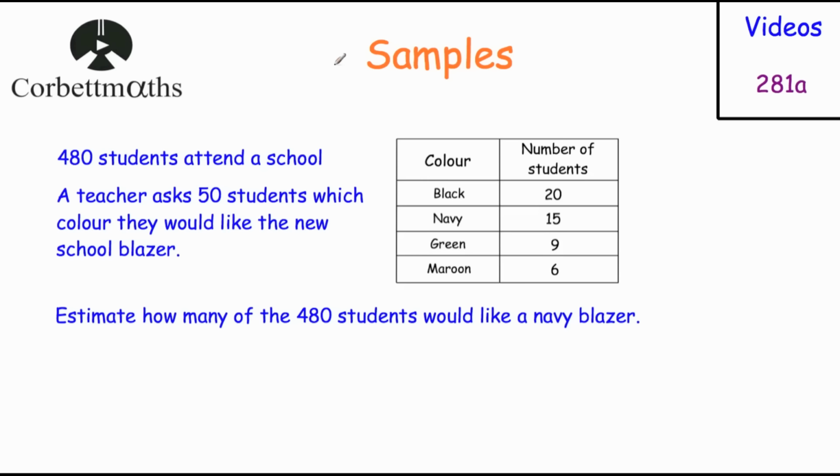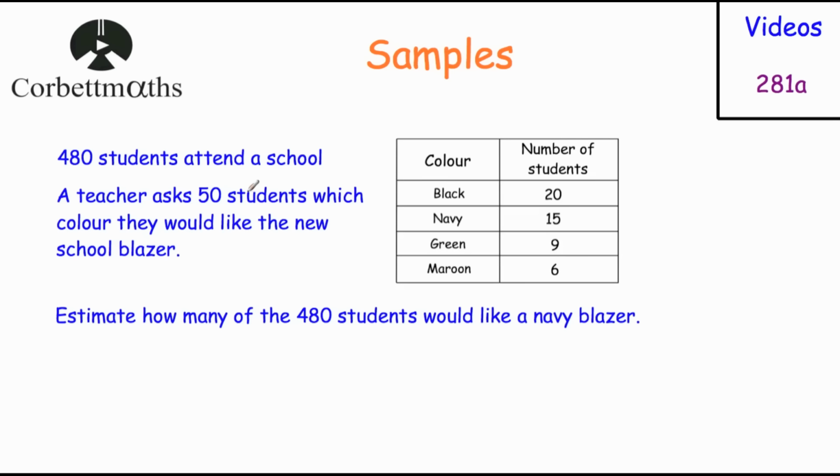Okay, and our last topic is called samples, and that's video 281A in Corbettmaths. Now samples can be very, very useful. Rather than surveying or interviewing everybody, for instance in a school if you wanted to find information about what colour blazer you would like, rather than asking every single student, it can be very useful, and that's called a census, asking everybody in a population. Rather than doing a census, you can do a sample where you ask a smaller number of people.